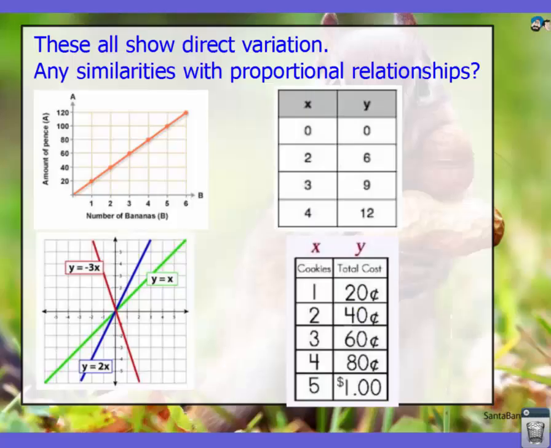So now when we look at some examples here, all of these show direct variation situations. So do you notice any similarities to proportional relationships, the ones that we talked about yesterday? Well, if you look at the graph, you'll notice there is a constant rate of change. They make a line, and it goes through the origin. You'll notice in this t-chart, our origin is part of our t-chart. And does it have a consistent relationship here?